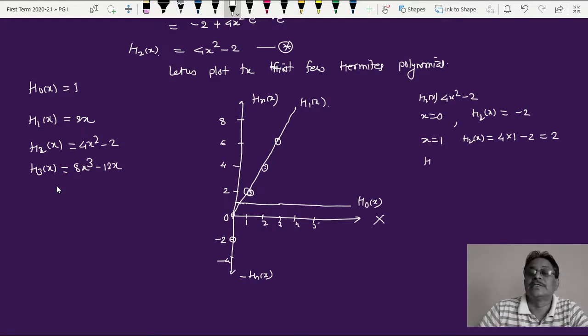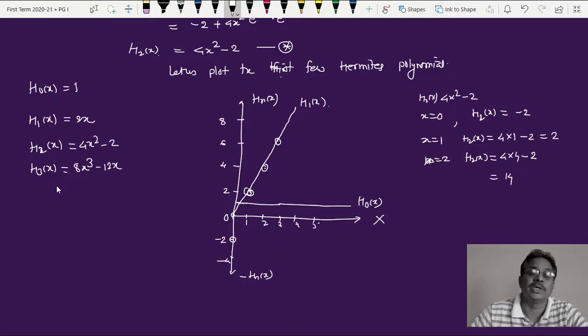Then put x equal to 2. So h2 of x, h2 of 2, is equal to 4x square minus 2, which is 16 minus 2, that is 14. So this number will be very large, somewhere here. You cannot show it here. And if it is joined, one will get this curve passing here, and this curve reaches very high.